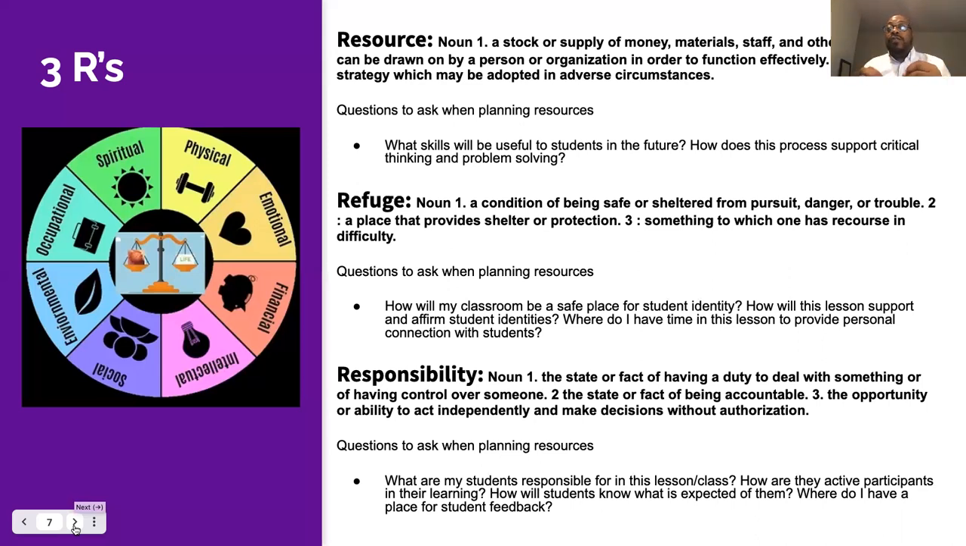What are the things that I can do to let every student in my classroom, in my building, in my space know that they are 100% valued, right? So as you think about your classroom and your lesson plans, you can ask, how will my classroom be a safe place for my students' identity? What languages, what images, what things will cause harm to your students? How will this lesson support and affirm student identities?